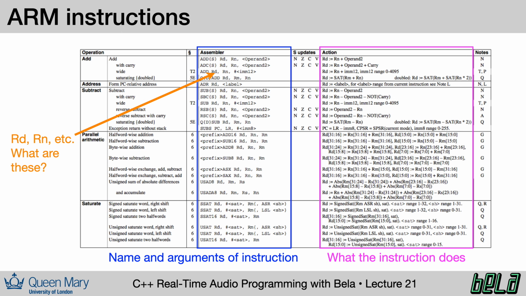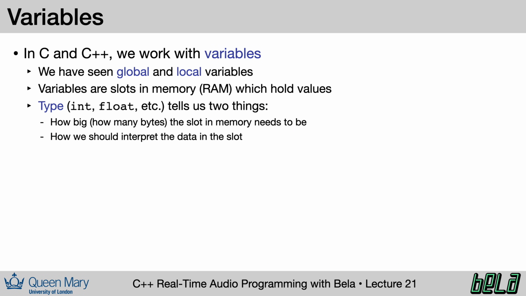Following the name of the instruction, you'll see these other designations like RD and RN. What do these things mean? Well, these represent different registers within the processor. What is a register? Let's have a look.